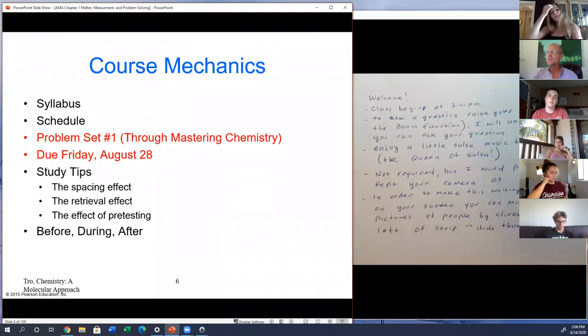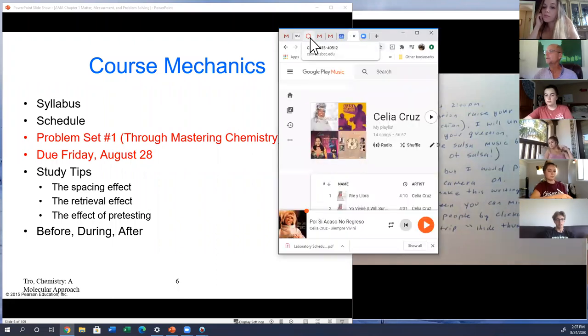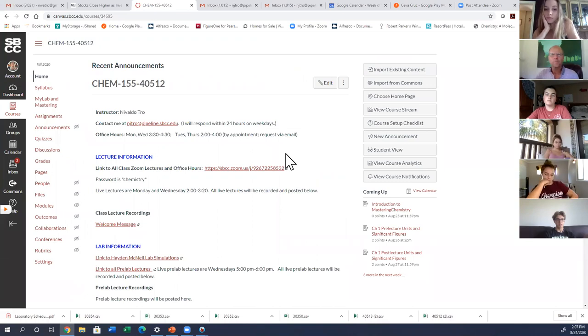So I'd like to start just by going over the course mechanics a little bit. And again, this time is going to be a little different than normal. So I'm going to start off with looking at, let's see if I can pull this up here. Bear with me for 1 second. I want to start by looking at the Canvas homepage. So right now you should be seeing the Canvas homepage on your screen.